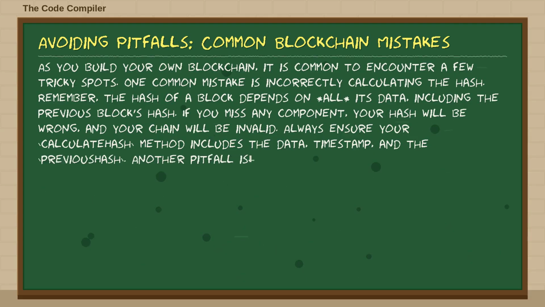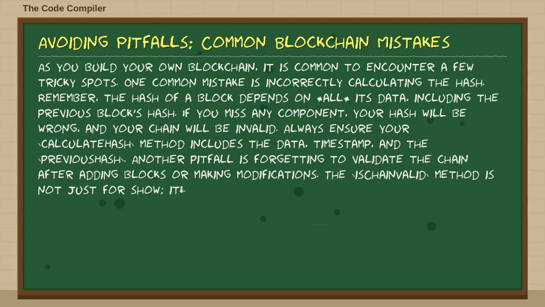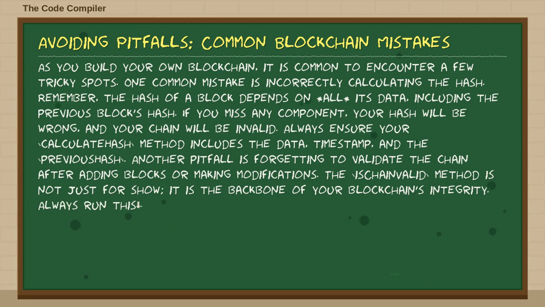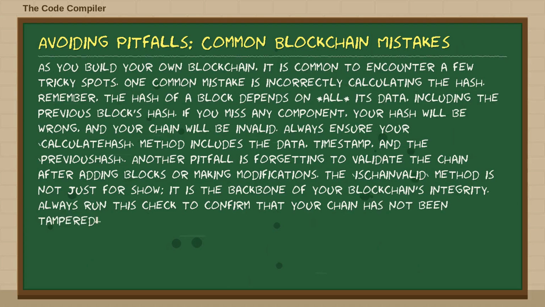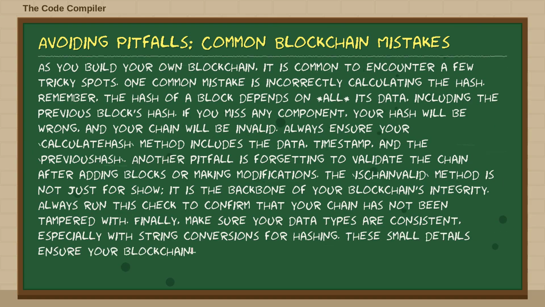Another pitfall is forgetting to validate the chain after adding blocks or making modifications. The isChainValid method is not just for show, it is the backbone of your blockchain's integrity. Always run this check to confirm that your chain has not been tampered with. Finally, make sure your data types are consistent, especially with string conversions for hashing. These small details ensure your blockchain operates securely and correctly.